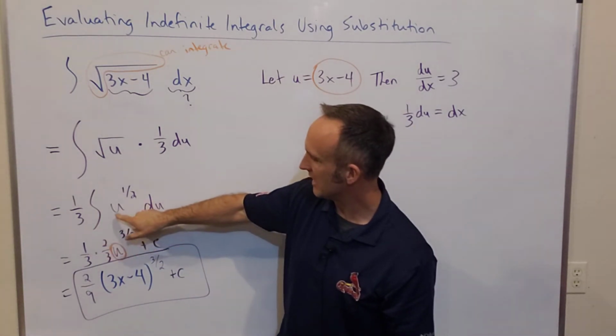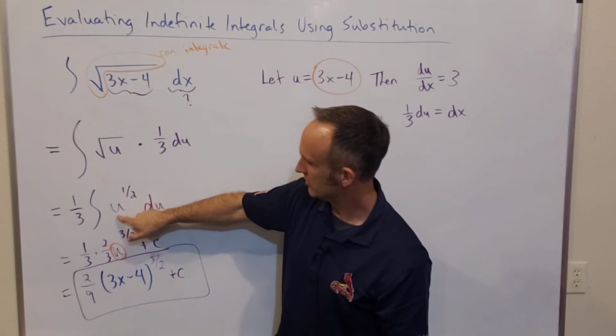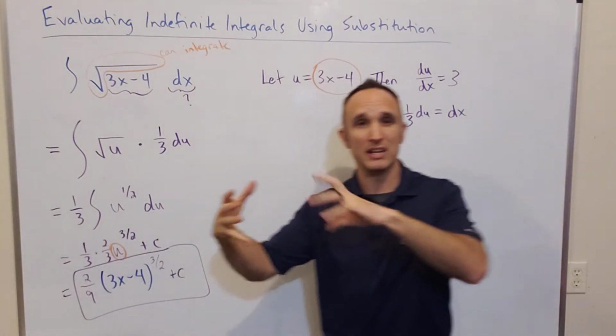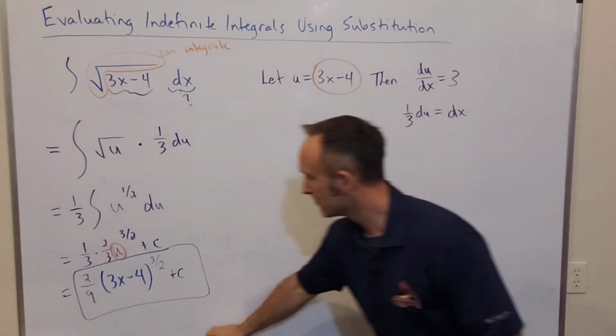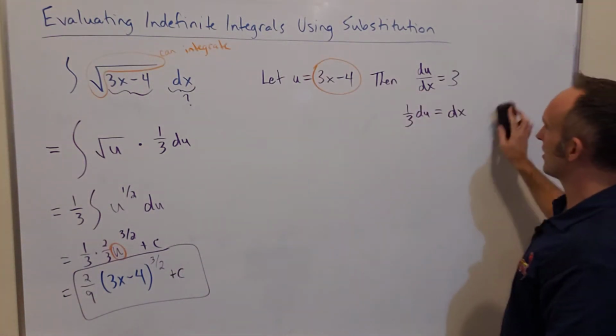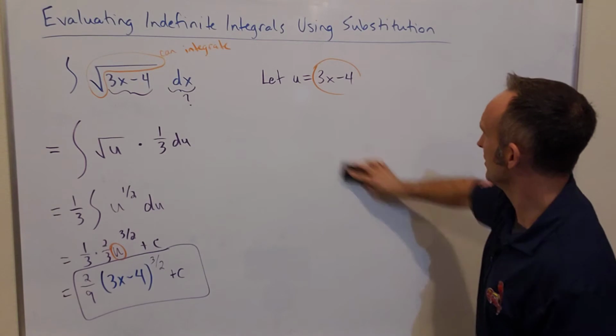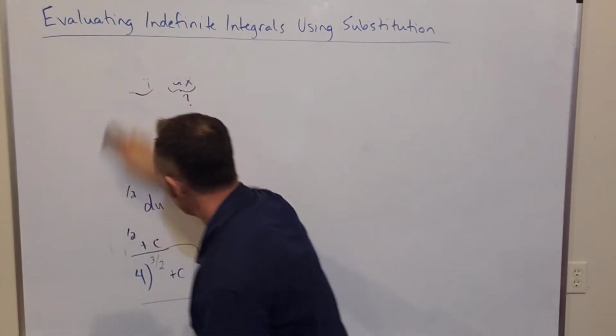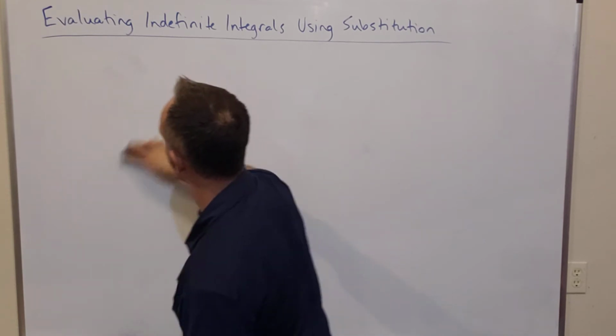Otherwise, it's the same thing as anti-differentiating something to the 1/2 power, but you have this extra coefficient in there to inverse your chain rule. Okay? All right, so you'll get better with that concept as you practice. Let's do many more examples now. Substitution can certainly be tricky at first.